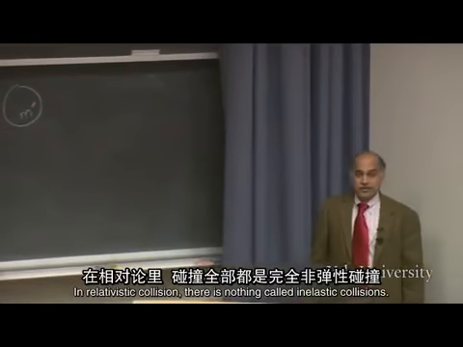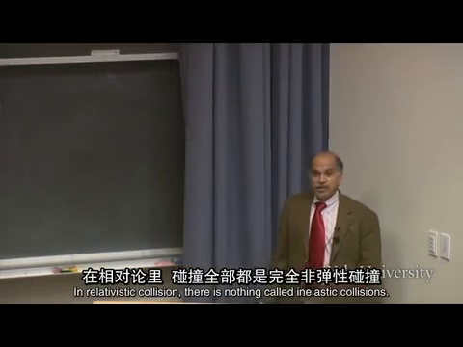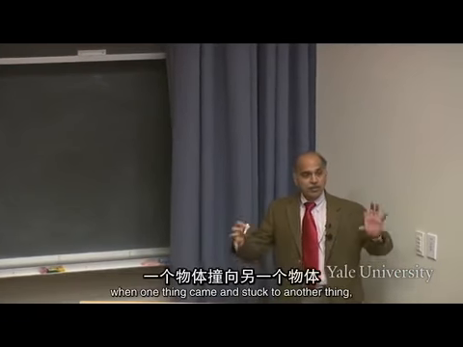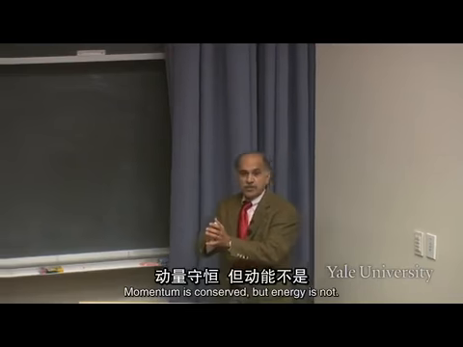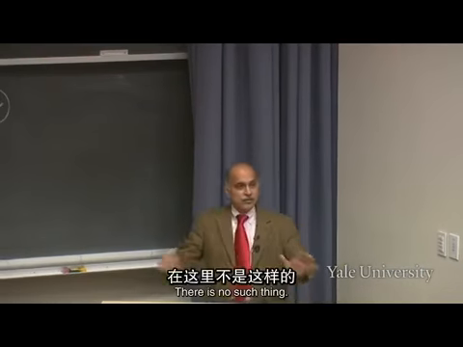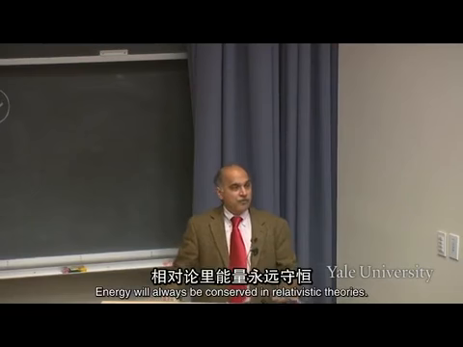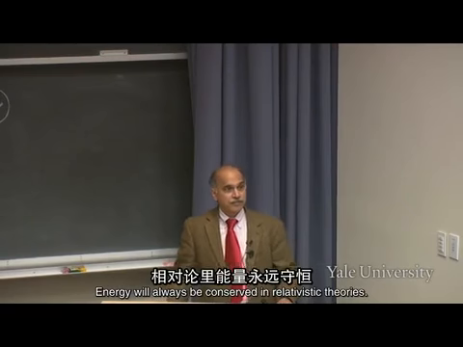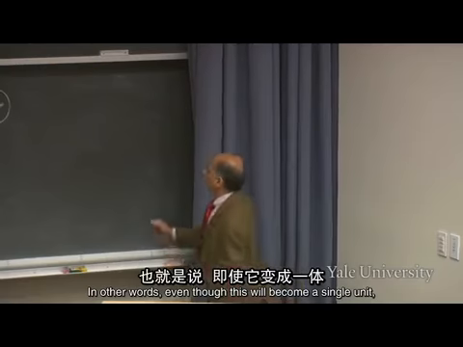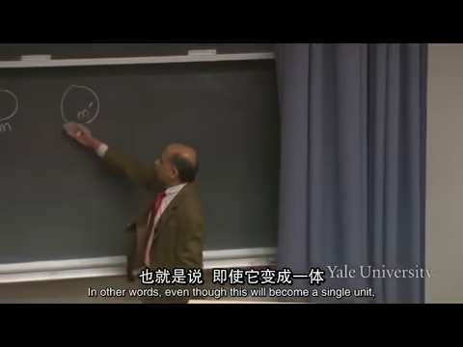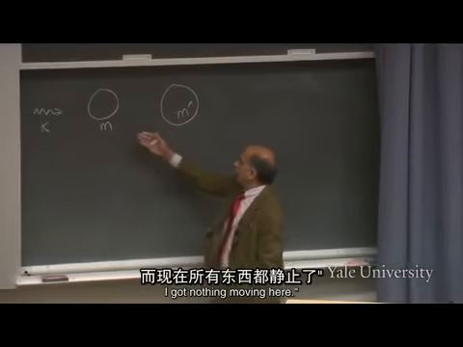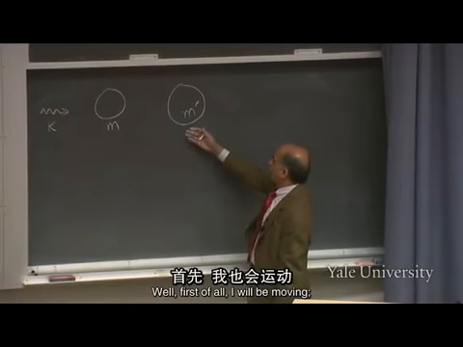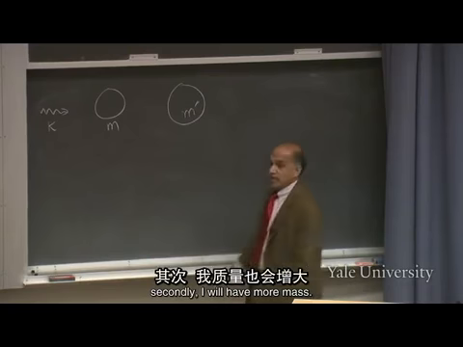In relativistic collisions, there is nothing called inelastic collisions. Remember in the old days, if one thing came and stuck to another thing and they moved together, momentum is conserved but energy is not. There is no such thing. Energy will always be conserved in relativistic theories. In other words, even though this has become a single unit, you might say, what happened to the energy? Previously I had a moving photon, and now I have nothing moving here. Well, first of all, I will be moving. Secondly, I will have more mass.